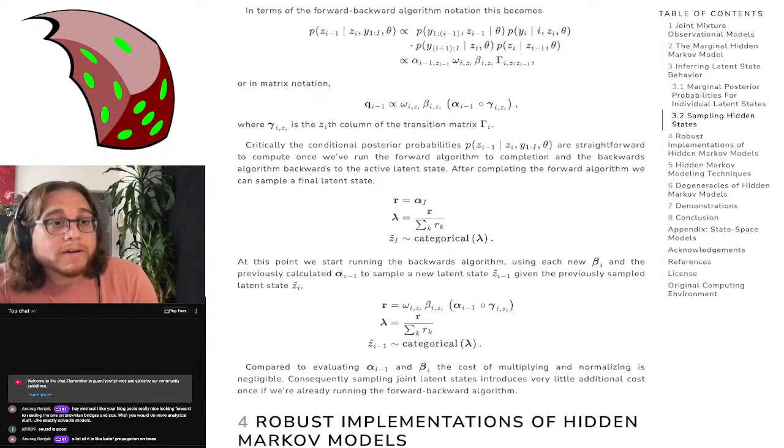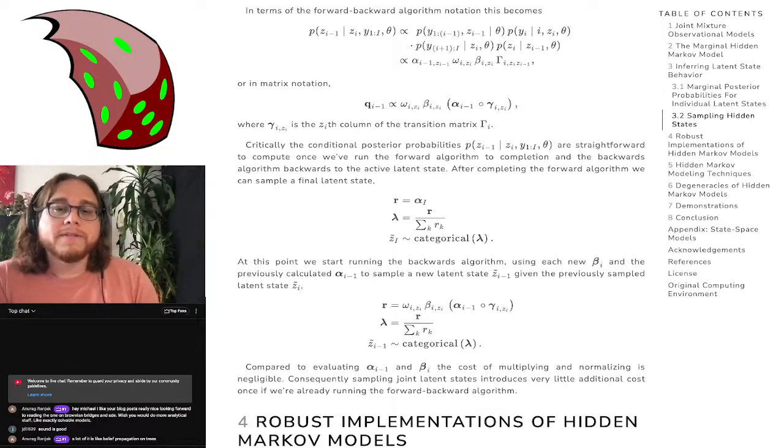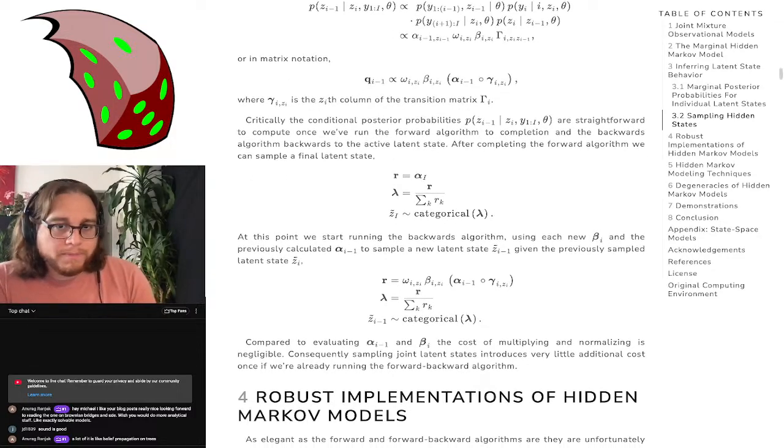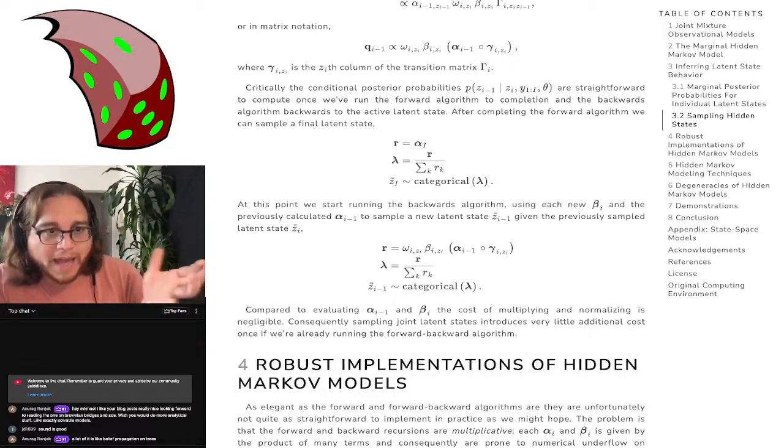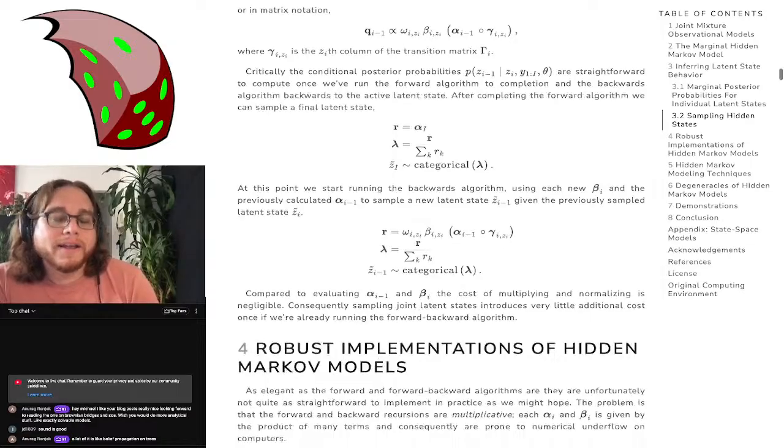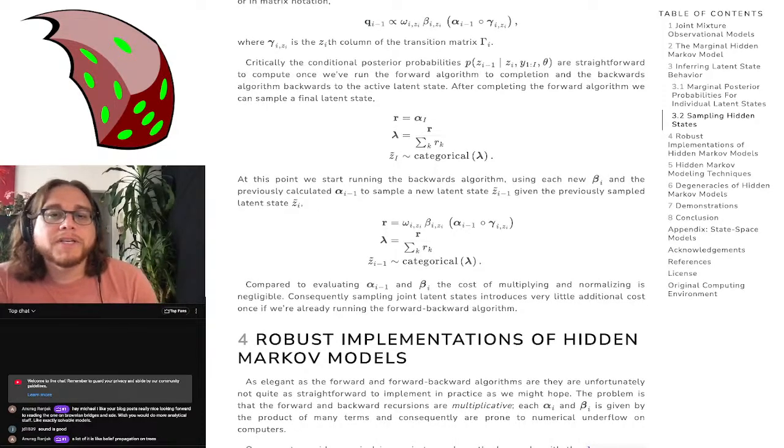So putting this all together, once we've run the forward and backward algorithms, we have all the information that we need to generate conditional samples of the joint states. We run the forward algorithm forward. At the last state, we can generate zi given the observations using the alphas, right? The alphas are exactly that term of zi given the observations. Normalize them, and that gives us our final state.